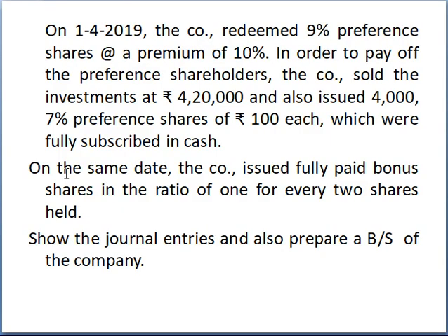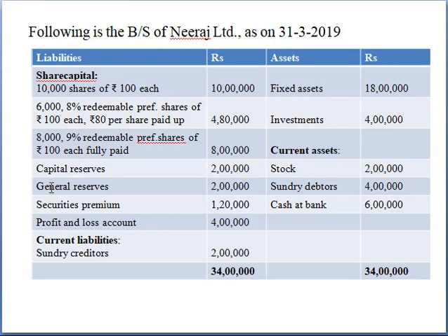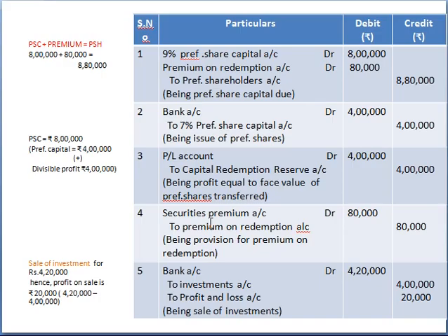Now, what are the divisible profits? Capital reserve is not a divisible profit. General reserve, and next, profit and loss account. Only these two are the divisible profits. Now we'll utilize the amount from the profit and loss account. The profit and loss account available amount is 4 lakhs. How much do we need? We also need 4 lakhs. So we'll transfer the entire profit and loss account amount to CRR. So profit and loss account debit to capital redemption reserve account, which is 4 lakhs.